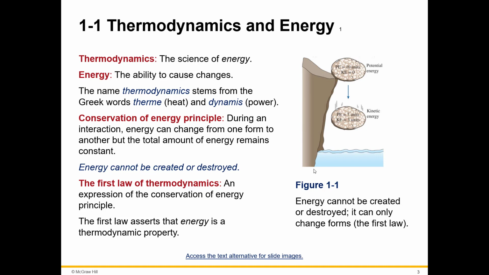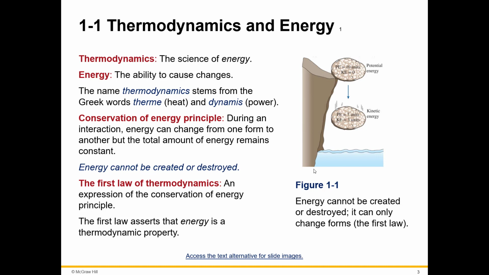And as it drops lower and lower and lower, that potential energy will go further and further down because it will be using the kinetic energy. But the total amount is still 10. You never had more than 10 units of energy, whether it be potential or kinetic.